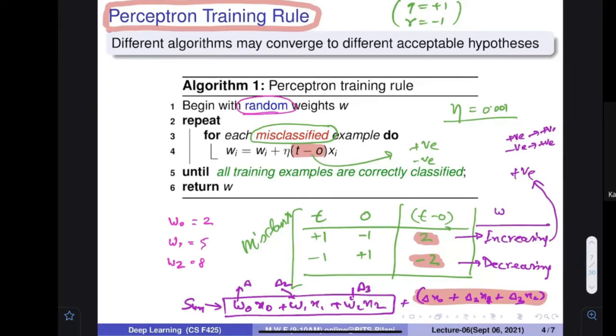Is this part clear? If you are positive, you remain positive. If you are negative, you keep increasing. If you increase multiple times, you ultimately become positive. Just focus on the second part. Yes, you are negative because it is a misclassified example for which you are changing. That's why that is the problem. Your output is actually negative. So this particular change is going to affect your parameters in such a way that you become positive, meaning your classification becomes correct.